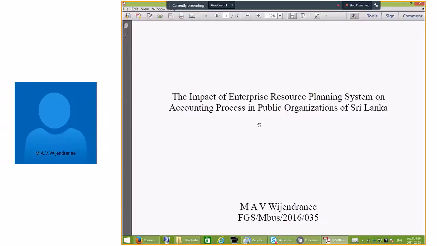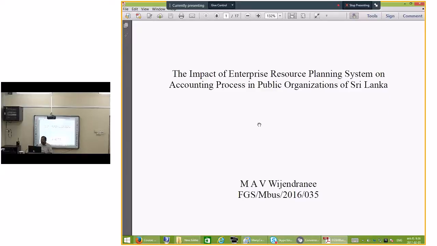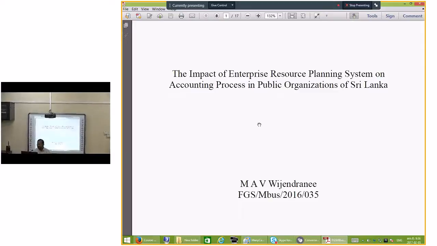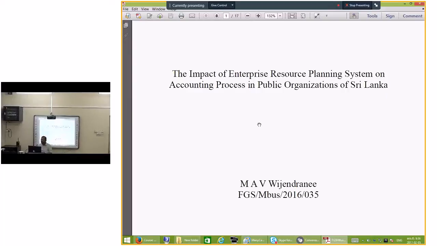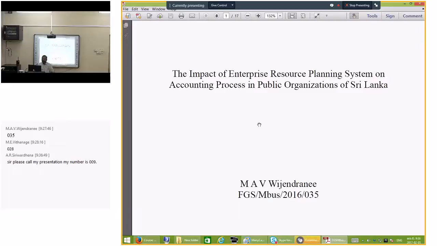It was introduced in 2008. Now seven years have already gone. Now you can check whether those objectives have been achieved or not. Then that should be your research objective: whether the ERP planning system introduced to the Petroleum Corporation in 2008 successfully achieved its objectives or not.